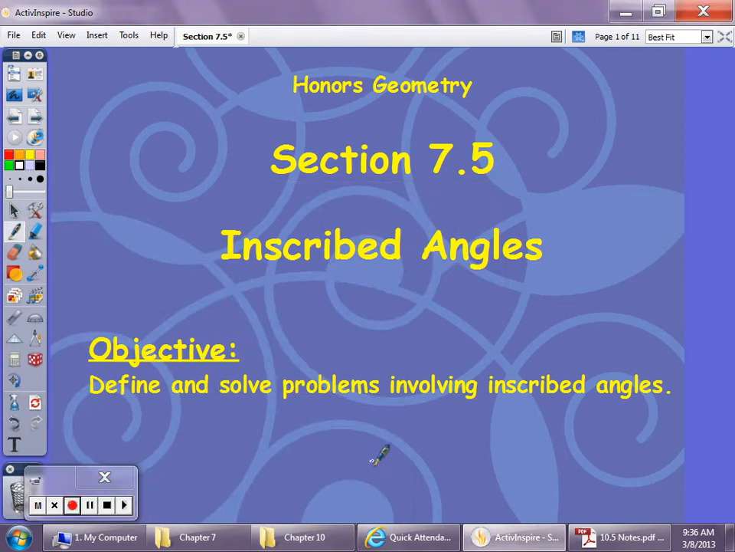Today's honors geometry lesson is on section 7.5, Inscribed Angles. The objectives are to define and solve problems involving inscribed angles.